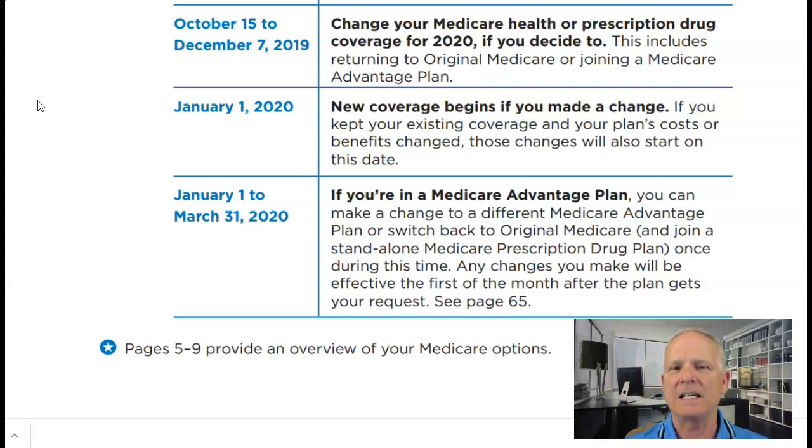If you're an existing customer to Medicare, around October 15th of each year to around December 7th, you want to be re-evaluating your coverage. And if you're going to be making changes, you want to do it during that time period. For those who are using Medicare Advantage, starting around January 1st to March 31st, you want to be making changes if you're trying to make a change on your Medicare Advantage plan.